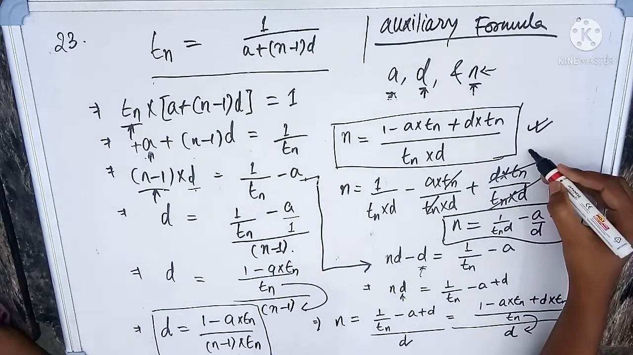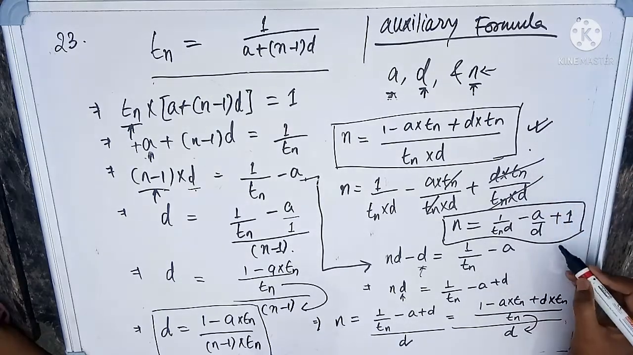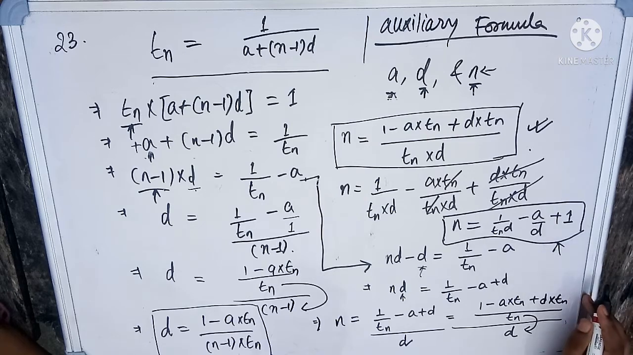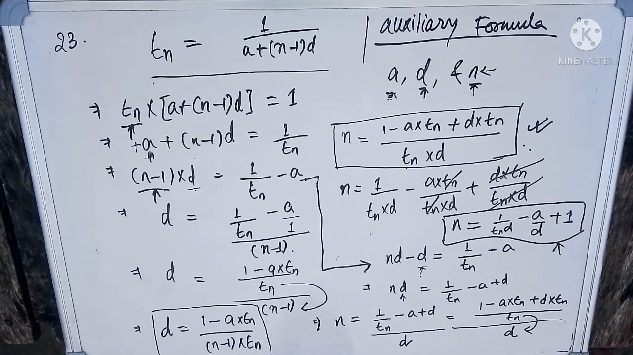So either you write this as a formula of n or you can write this as the formula of n. Both are correct over here. Now moving on to the next question, question number 24.